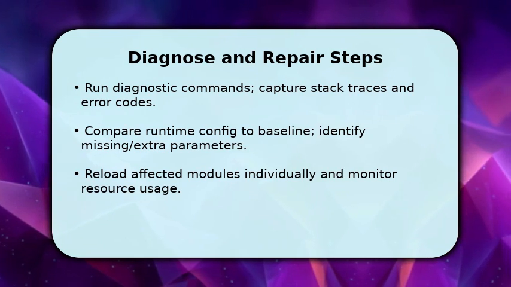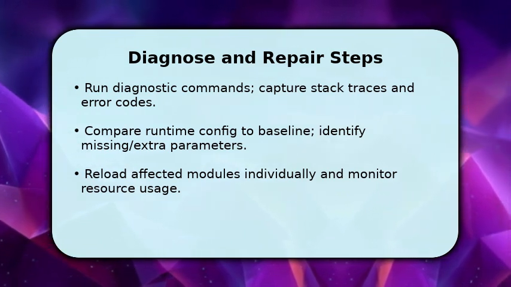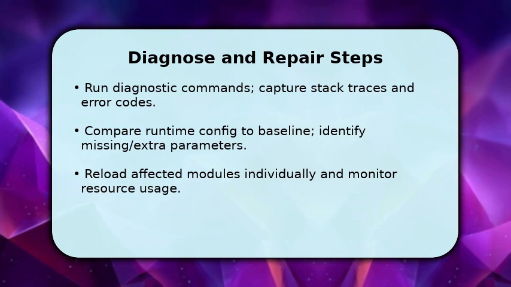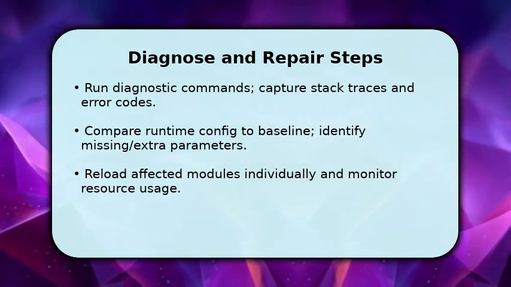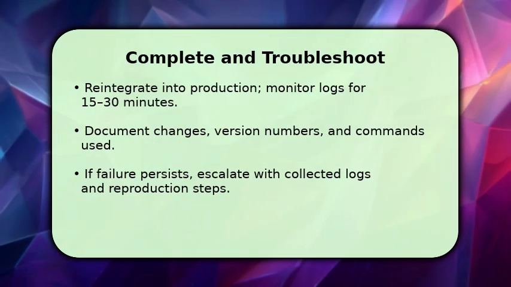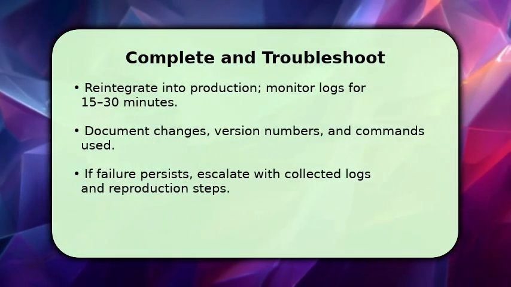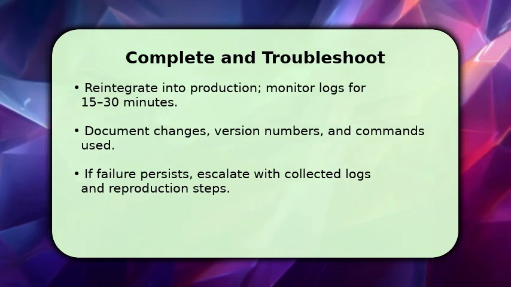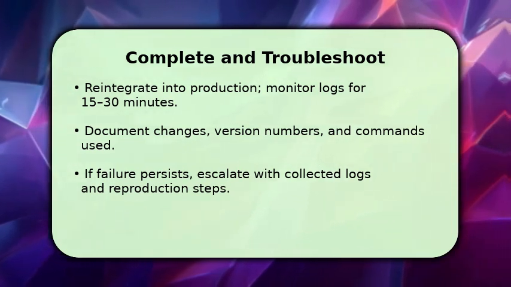If state corruption appears, apply the saved snapshot selectively and reinitialize the cow's state machine. Then rerun the diagnostic set to confirm progress. You finish by reintegrating the dynamic cow into production carefully and watching logs and metrics for at least 15 to 30 minutes to catch regressions early.